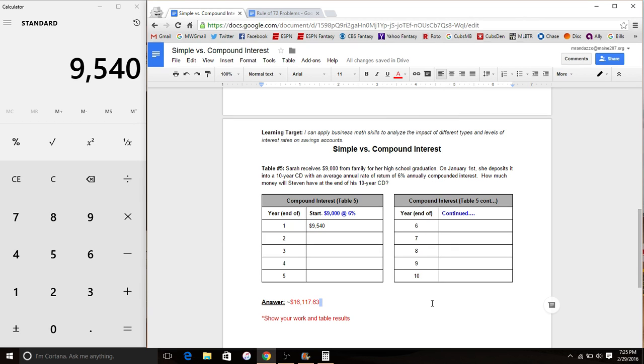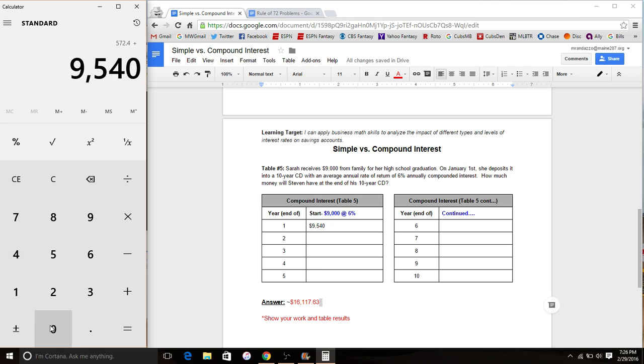That was nice. A lot of people are going to have $9,000 in life. They put it in a CD, and now it's already at $9,540. All right, so now we're going to take this number, because it's compounded, so we're going to get interest on this whole amount, not just the 9,000. So we'll multiply this by 0.06. This is the interest we're going to earn.